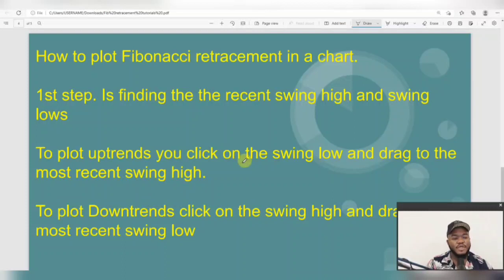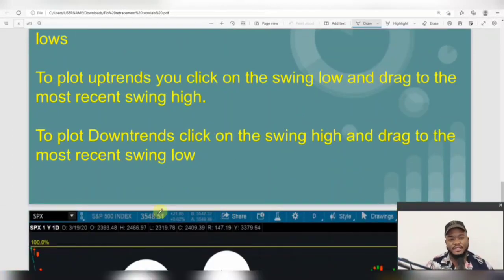Now, to plot an uptrend, you click on the swing low and drag it to the most recent swing high, as you saw me perform right now in the chart. Now, to plot a downtrend, click on the swing high and drag to the most recent swing low. The first example I gave you is the swing up. Now is the uptrend. So right now we're going to try to check areas for shorting the market down.